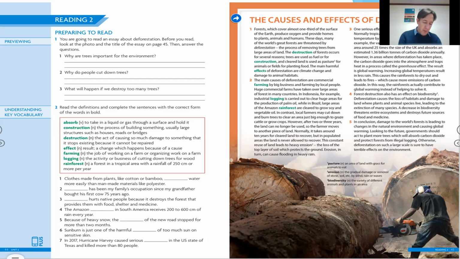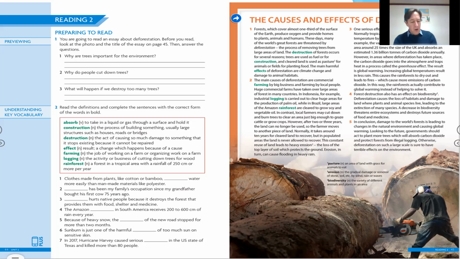Okay, number 1, clothes made from plants like cotton or bamboo absorb water more easily than man-made materials like polyester. Number 2, blank has been my family's occupation since my grandfather bought his first cow 75 years ago. Right, so cow is a pretty good clue. If you are working with cows, then probably it's farming, right? So the answer is farming.